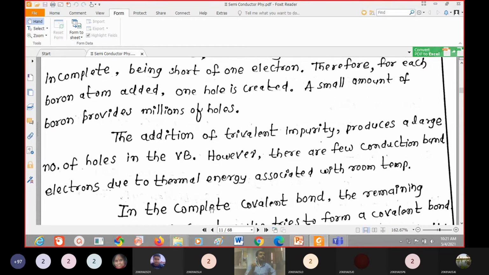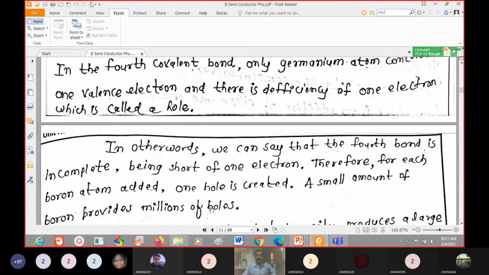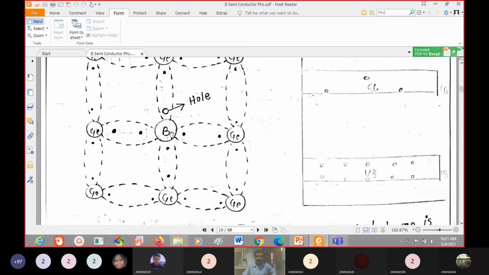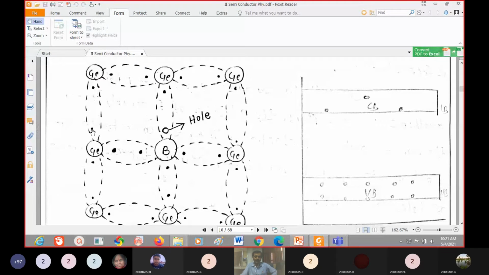Compared to the holes, see here. Due to the doping of boron, there are already some holes. If you give some energy, these electrons will escape and move to the conduction band. So compared to these conduction band electrons, holes will be very high.